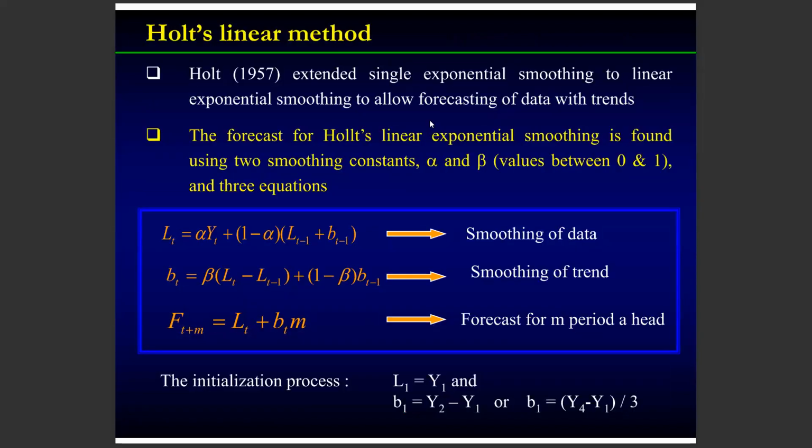Here it has considered Holt's linear method. Holt extended single exponential smoothing to linear exponential smoothing to allow forecasting of data with trends. The forecast for Holt's linear exponential smoothing is found using two smoothing constants, alpha and beta. Rather than only the alpha we considered in the first stage, here we are considering beta also, as a slope, as a trend. These are the steps of calculating. Finally, we can use these equations to make our forecast.